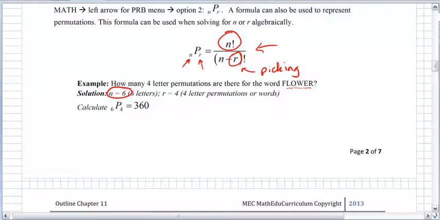This is also in your calculator. So again, it says in here, left arrow, math, left arrow, and then option 2 for the nPr.